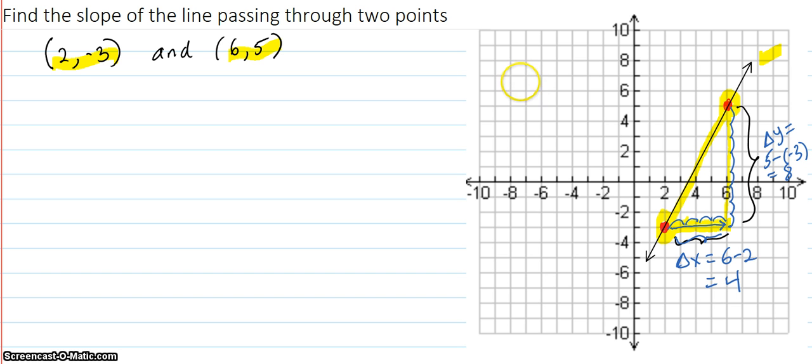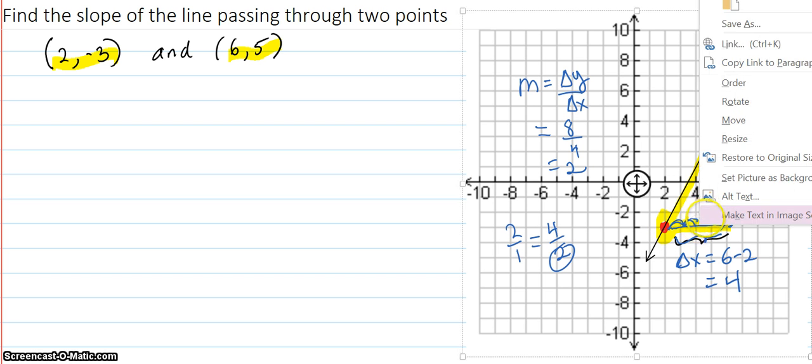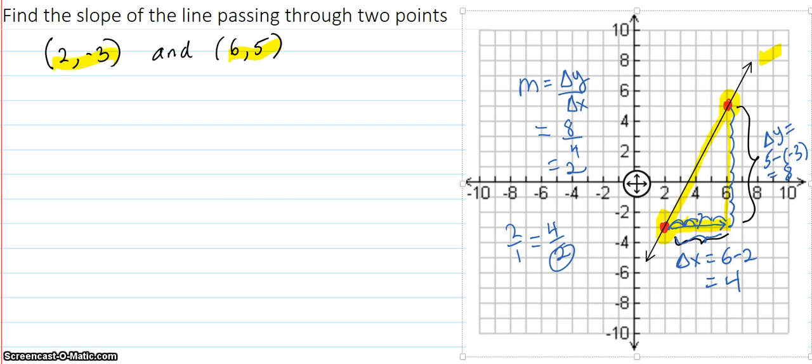Okay, so the slope of our line is the change in y divided by the change in x, which is 8 divided by 4, which equals 2. So the slope on this line is 2. And 2, which is 2 over 1, is also 4 over 2, for example. So if we run 2 from here to here, and we go up 4, 1, 2, 3, 4, we should end up back on the line, and we do.